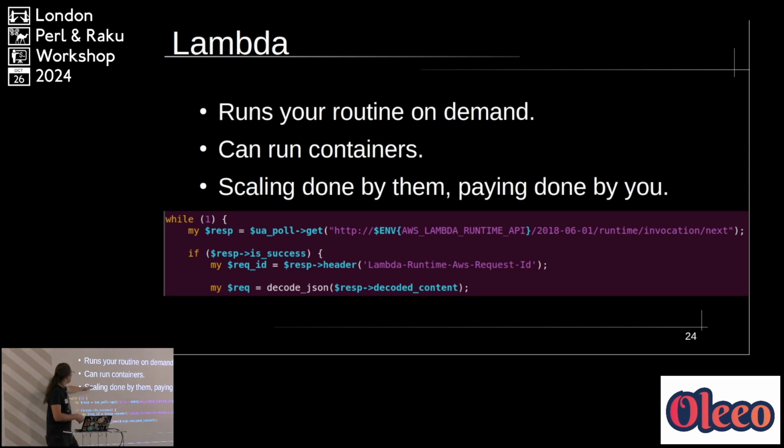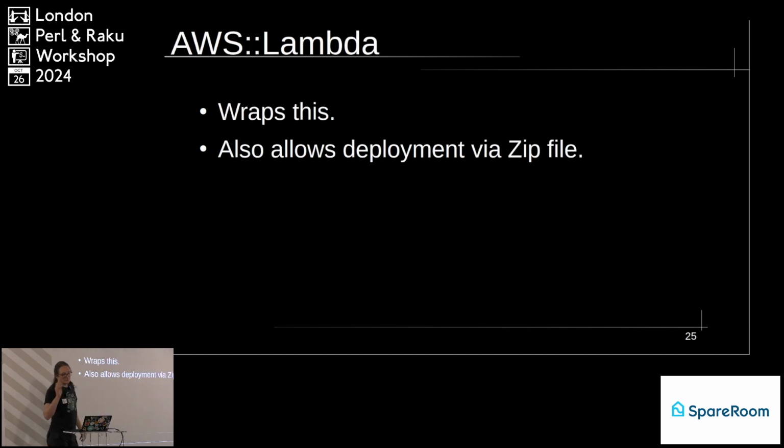And crucially, the scaling is done by them. The paying is done by you. That is very important. It is the most expensive way to run Perl I've found, but extremely convenient. The broad form is this: you fire off an HTTP request to a magic endpoint. It blocks until you have something to do, and then you do it. You get some little request data there.